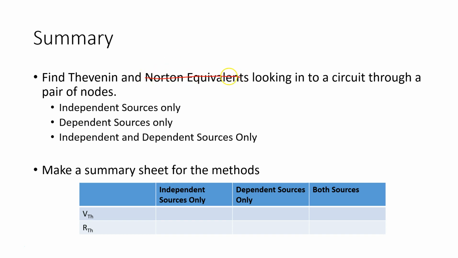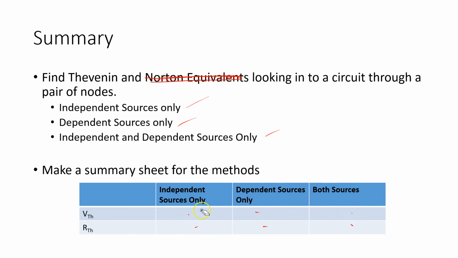To summarize, we looked at Thevenin equivalent circuits into a pair of nodes. Sorry, we didn't do the Norton equivalents yet, so just scratch that off. This included circuits with independent sources only, dependent sources only, and mixes of independent and dependent sources. So what I would like you to do is make up a table like this one, for independent and dependent sources, for the different types of sources, and create a summary sheet where you say what the method is to find each one.